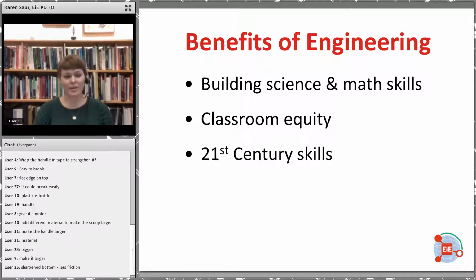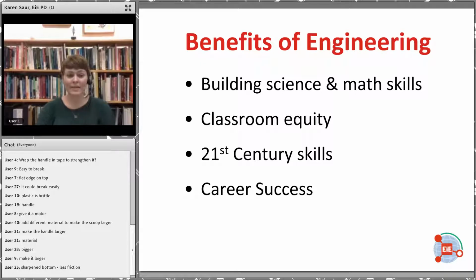They also allow the kids to practice their 21st century skills. You all mentioned critical thinking and collaboration in that first word cloud. Those are those softer skills that students need to practice and they need to have to move into the workforce as adults. And engineering is a great place for them to work on them.